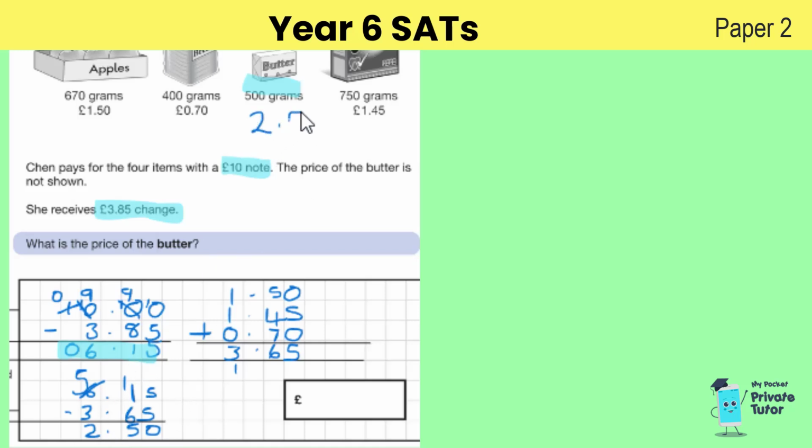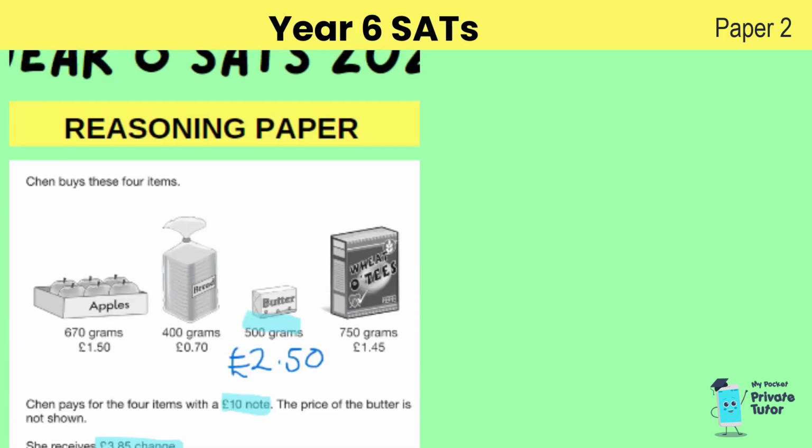The butter must be equal to £2.50, so that all these 4 items now add up to the £6.15, which makes that £3.85 change make sense. So the final answer is that the butter is £2.50.